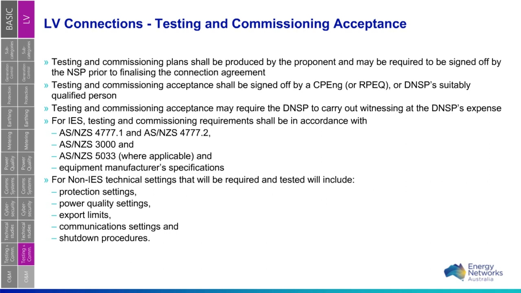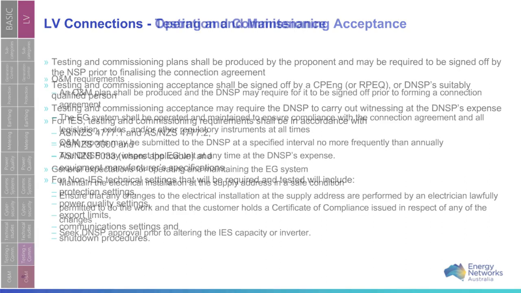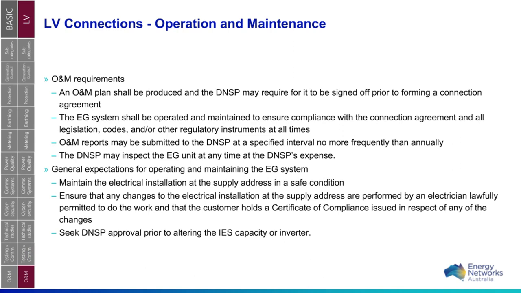Another point there is that the acceptance should be signed off by a CPN or RPQ or someone suitably qualified from the DNSP. And where testing and commissioning acceptance is carried out, the DNSP might need to witness that, and that would be at the DNSP's expense. I've provided here some requirements for IES and also for non-IES. That would be something they'd be looking into.